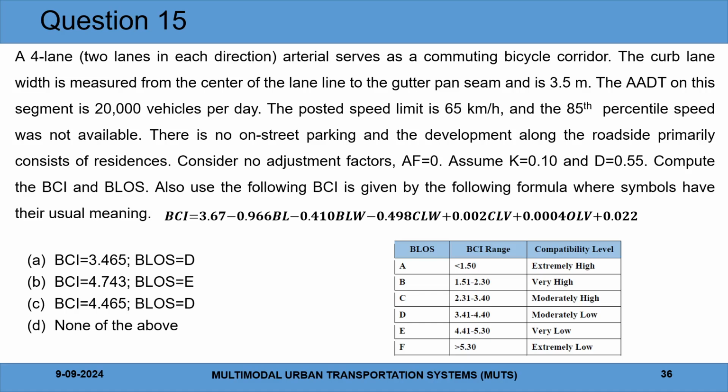Consider no adjustment factor, AF equal to 0, K equal to 0.1, D is 0.55. Compute the BCI and BLOS. Also, the BCI is given by the following formula. This you can use, and this table you can use.